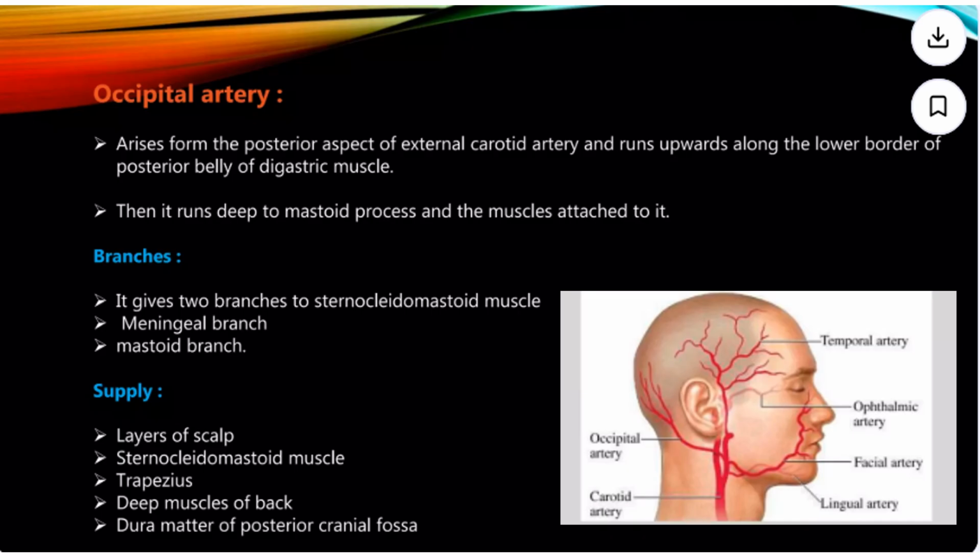Coming to the occipital artery, it is also one of the branches of the external carotid artery, the posterior branches of the external carotid artery.